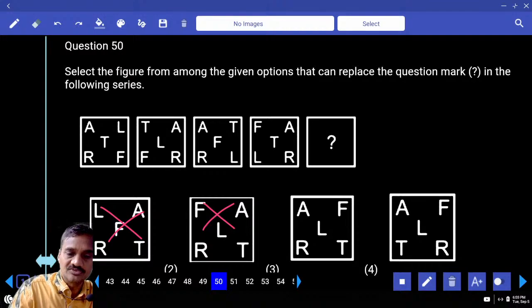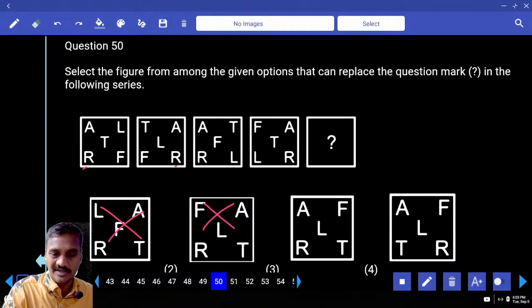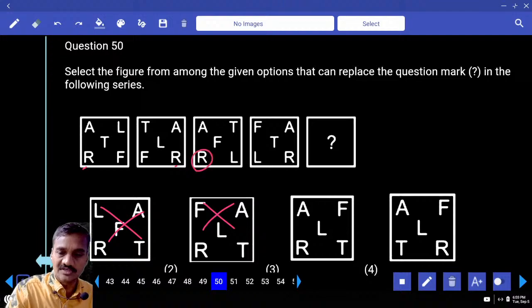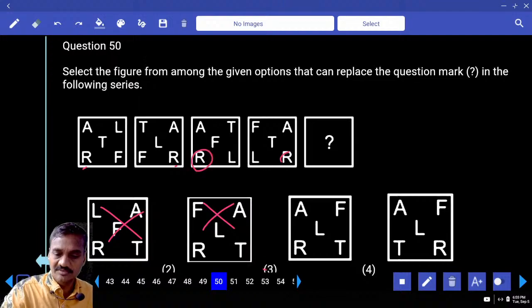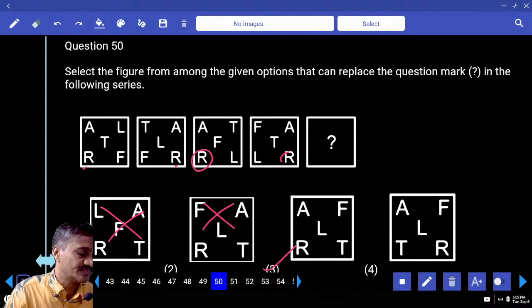Then coming to the next one, R. Same is the case with R. R is shifting from here to here, and again R shifted to the left hand side, right hand side, again left hand side. R must be on the left hand side, choice 3, question number 50.